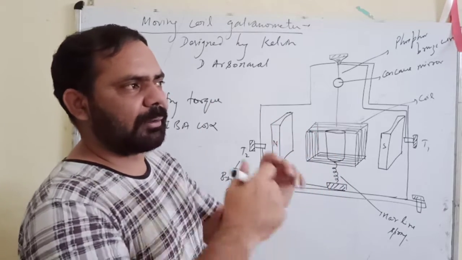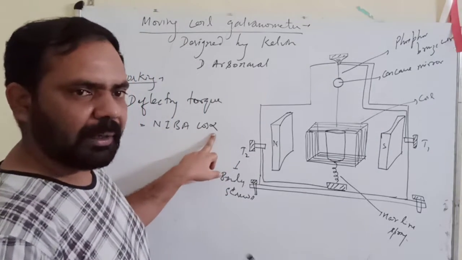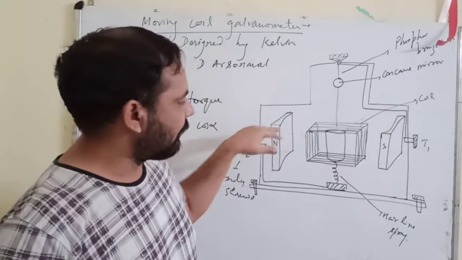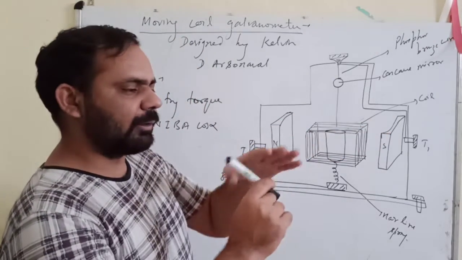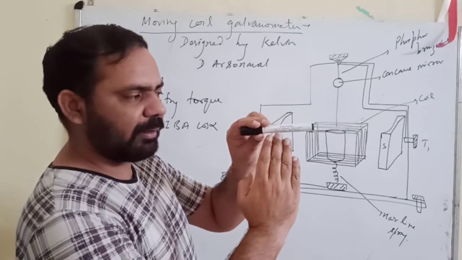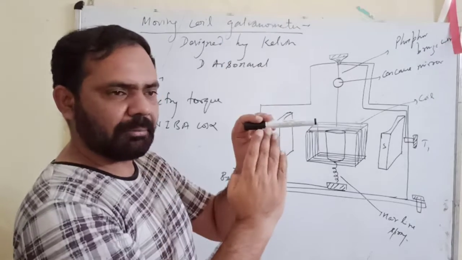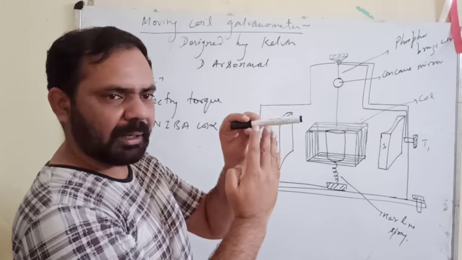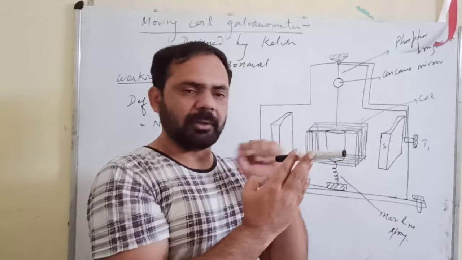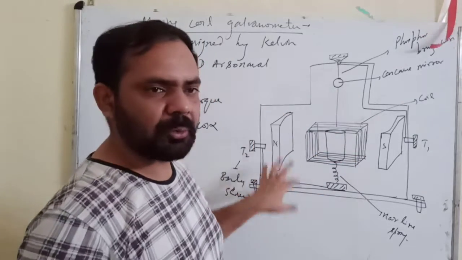Let us suppose that the equilibrium condition is obtained at an angle alpha. Alpha means the angle made by the coil with the direction of the magnetic field. This is the magnetic field; initially the coil was parallel to the magnetic field, now current flows and the coil turns like this. Now the restoring torque is developing. Suppose alpha is the angle between the coil and the direction of the magnetic field, and at that angle the system comes to equilibrium.